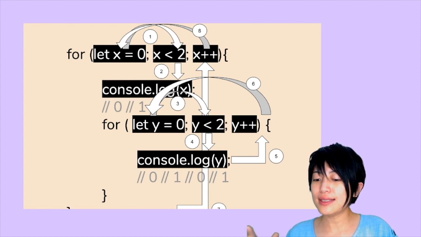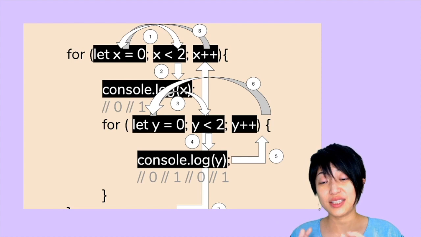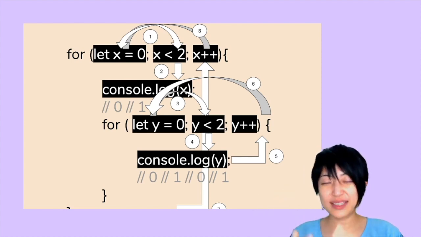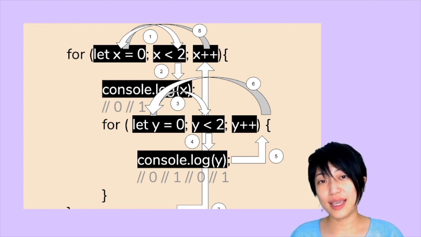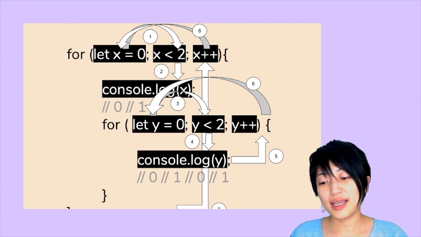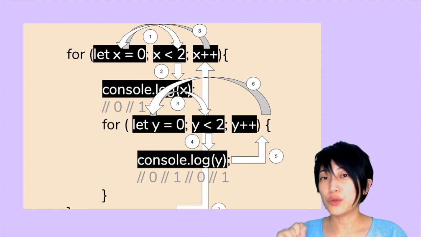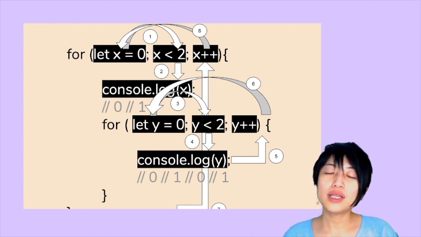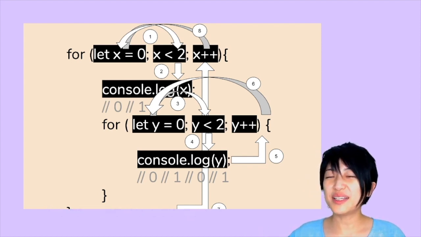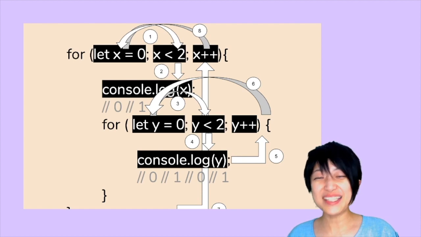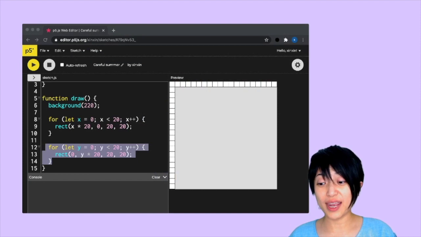So you can see that by using a nested for loop, we get this very complex multi-step result. Essentially, what it gives us in this case is that x equals 0 maps onto y equals 0 and y equals 1, and x equals 1 maps onto y equals 0 and y equals 1. So how does that help us? It helps us to be able to draw a grid.